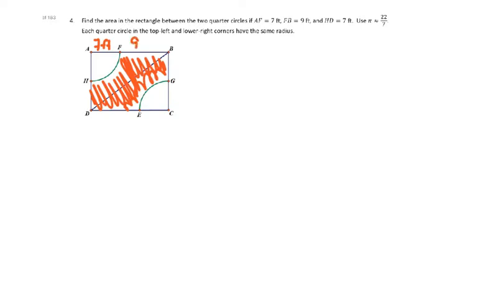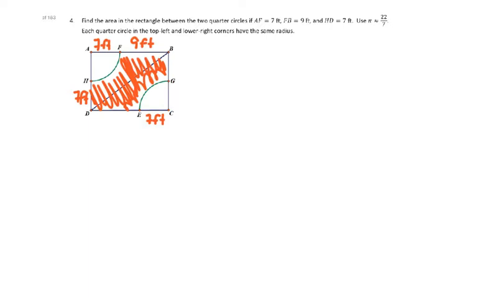FB is 9 feet. And HD, where's HD? HD is right here, is 7 feet as well. So this is a rectangle, and I need to know that information. It asks us to use pi as an approximation of 22/7. Each quarter circle in the top left and lower right corners have the same radius. So they told us that the radius of these quarter circles is 7 feet.